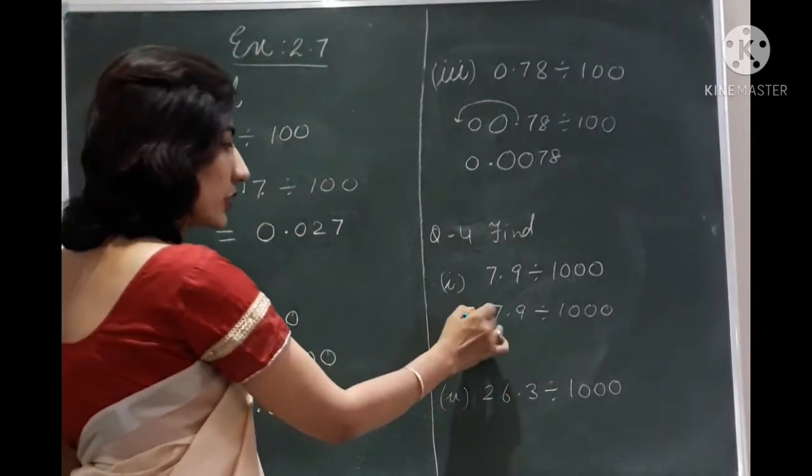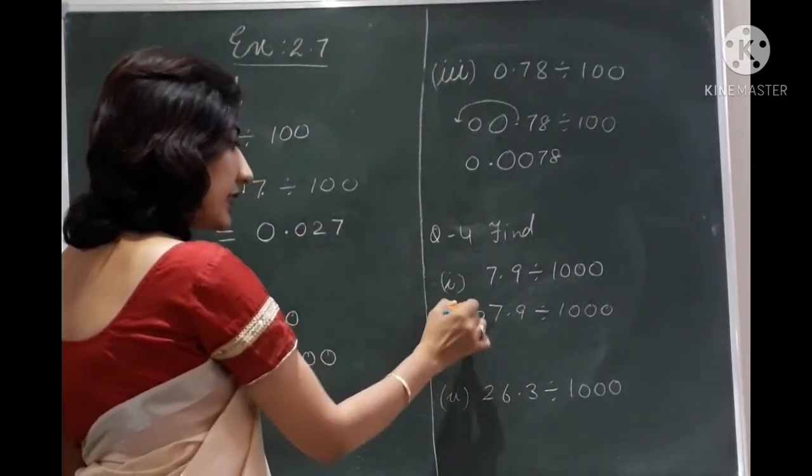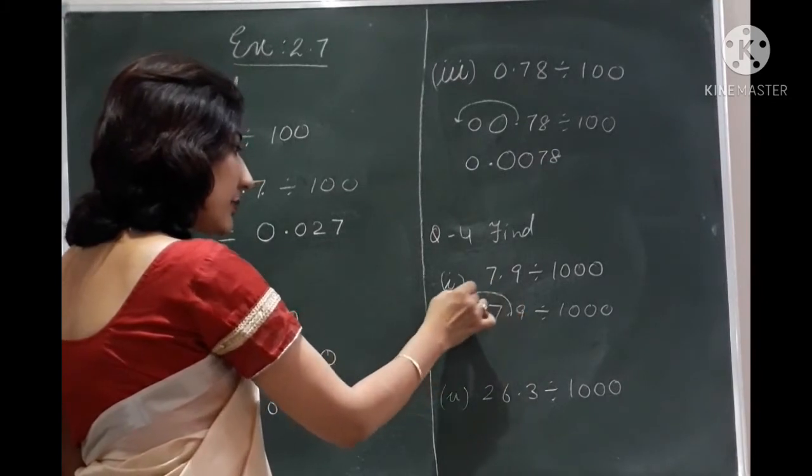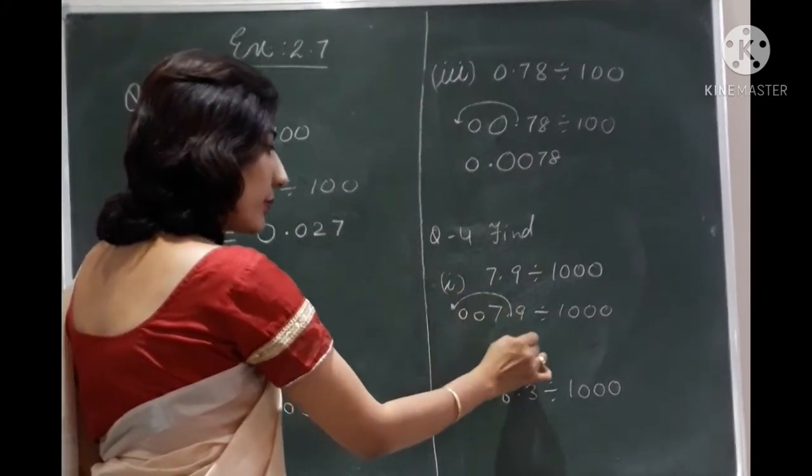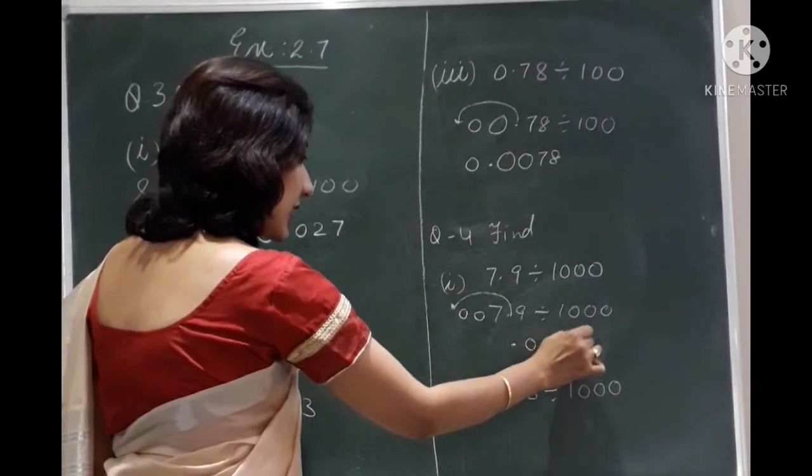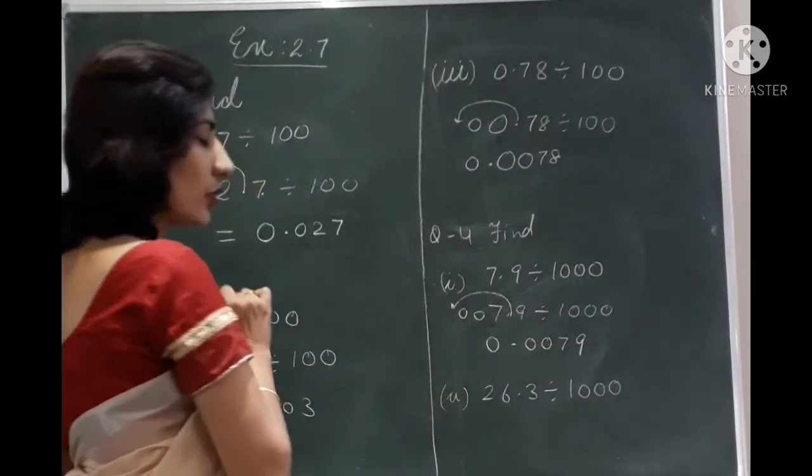So 3 places to the left I have to shift. I have only one digit here. So 2 zeros I will add here. Now I can shift the decimal 3 places to the left. So the answer will be 0.0079. And in the whole number part, 0 will come.